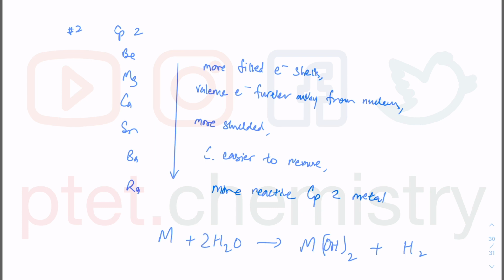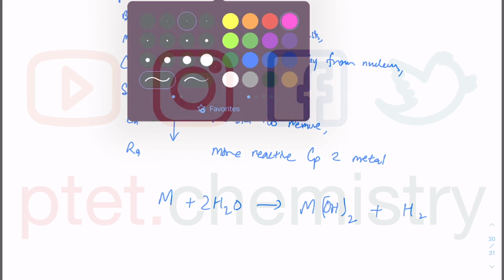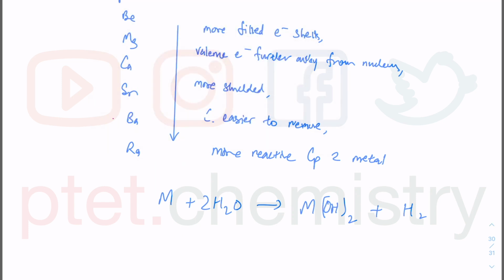So there's just plus 2 H2O. So they become easier to do that. Barium reacts less vigorously. So barium is there. Barium reacts less vigorously than radium, and that's correct because radium is easier to lose the outer shell electrons in this redox reaction.